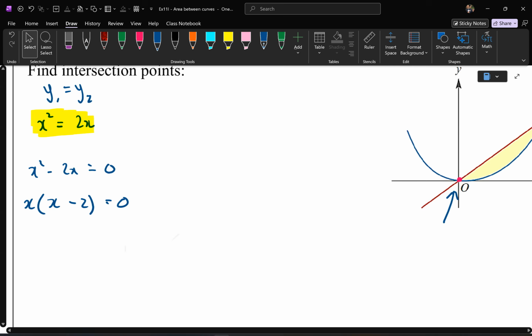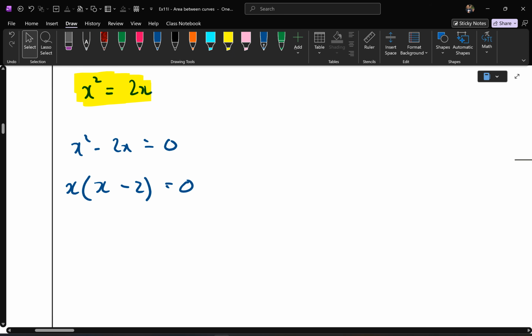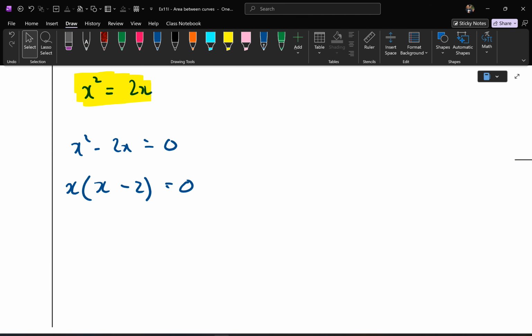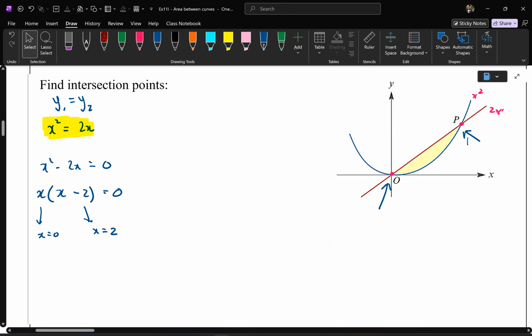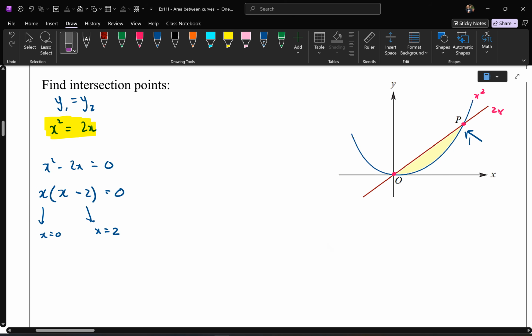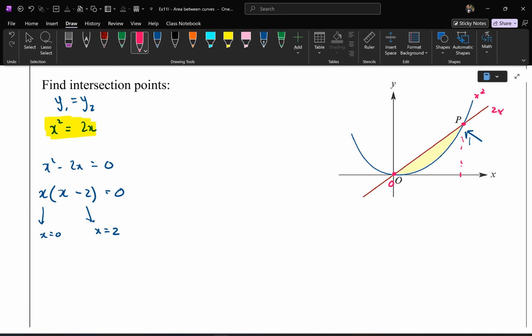So using the null factor law, what would x equal? Let's go with Una. What does this give me now? So we factorize the expression. x will equal... good. So x equals 0 or x equals 2. What this means is on the x-axis, I now know the two points of intersection. x is at 0 or x is at 2.